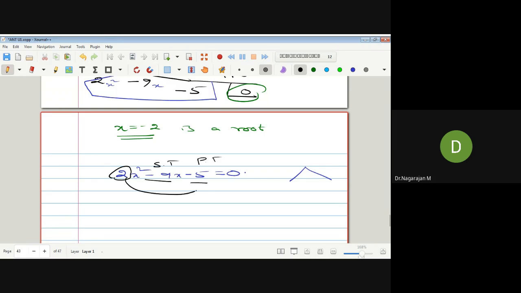Therefore 2 multiplied by k. Therefore the product of the term values is 10. Then the sum of the terms is minus 9, and the product of the terms is minus 10. Then what is possible?